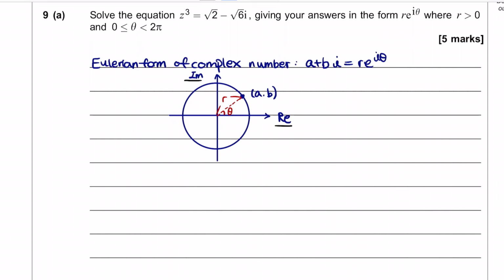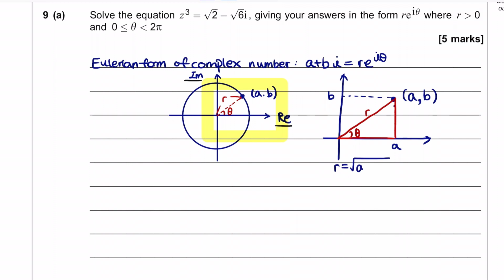If you draw a circle that has center of origin and it passes through this a comma b point, you're going to have radius, which is our r, and then the angle between the real axis and the line that connects the origin and a comma b becomes our theta. So if you zoom up here, you can find your r, which is equal to the square root of a squared plus b squared using Pythagoras theorem, and you can find theta by finding arctangent of b over a.